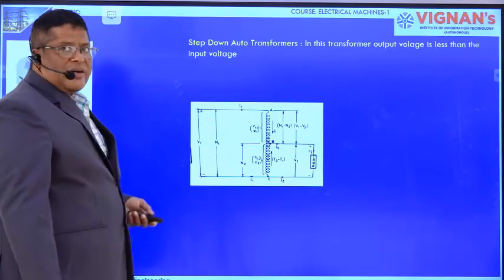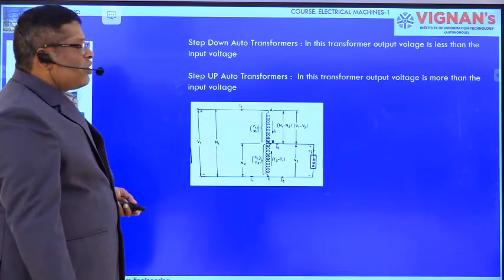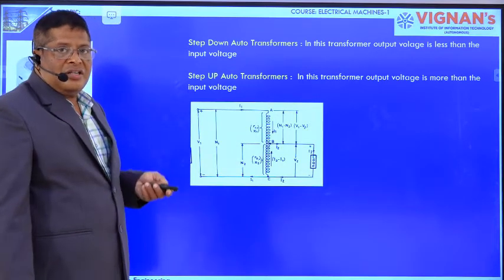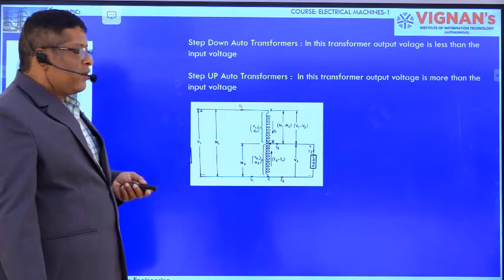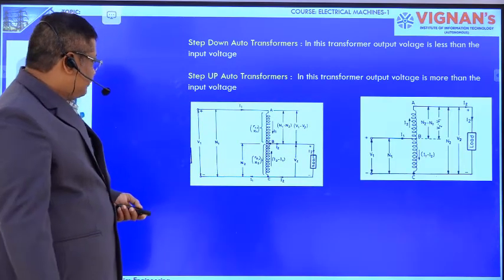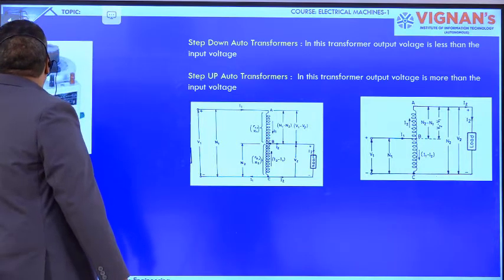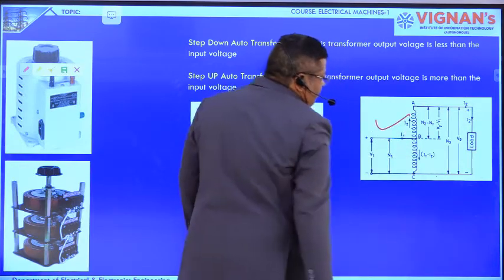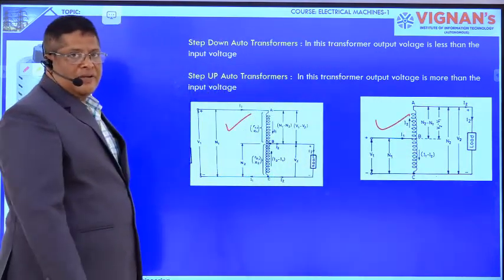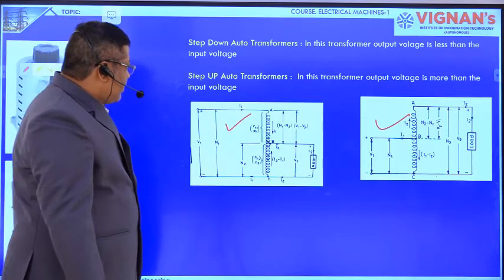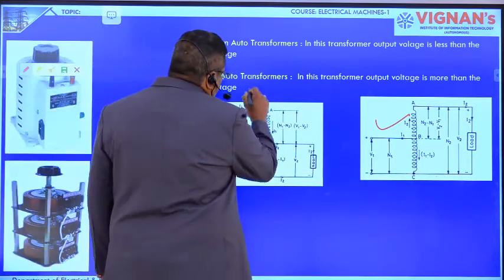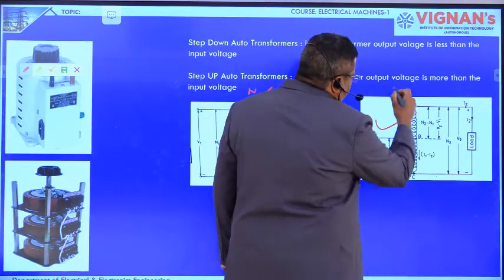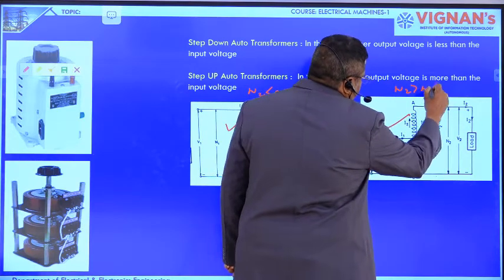This is the circuit diagram for the step down auto transformer. In the step up auto transformer, the secondary voltage is greater than the primary voltage, so that transformer is nothing but a step up auto transformer. The circuit diagram is shown here. So this is the step down auto transformer and this is the step up auto transformer. One more condition is there here: in the step down auto transformer, N2 is less than N1, whereas in the step up auto transformer, N2 is greater than N1.